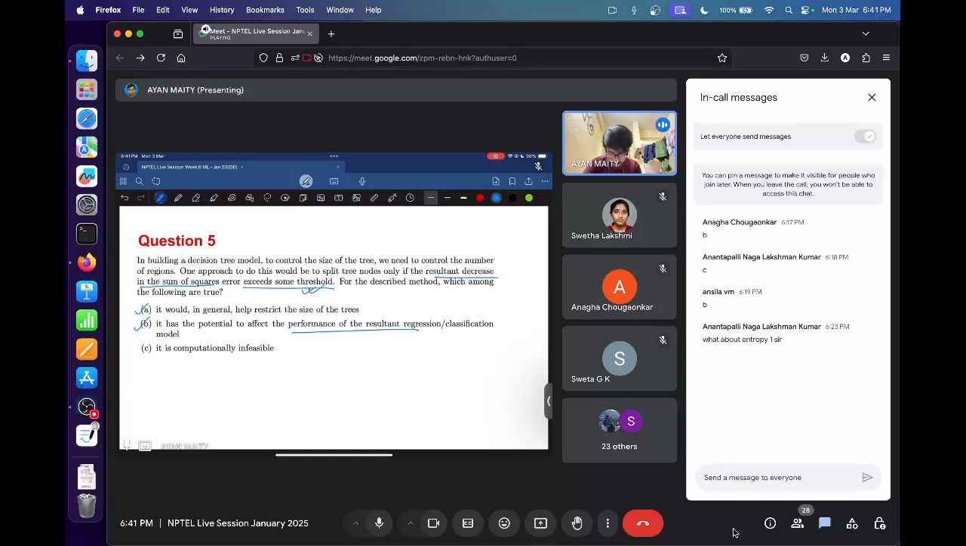Option C says that it is computationally infeasible, which is not correct. This is very much feasible because we are actually reducing the size of the decision tree, and we are not splitting each and every node. We are splitting only those nodes where the sum of squares error exceeds some threshold. So we are saving much more time computationally. It is computationally feasible, and it takes less time than creating the whole tree. So options A and B are the two correct answers.